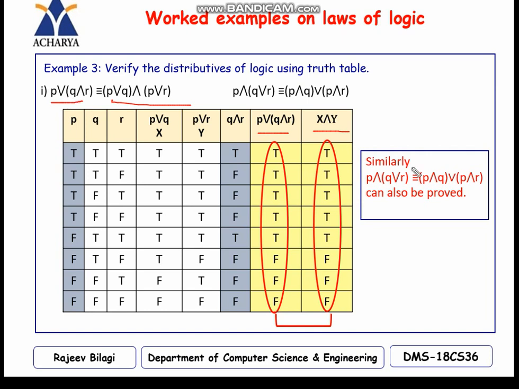And similarly, I have written in brackets another one: P and (Q or R) is logically equivalent to (P and Q) or (P and R). We can prove it in a similar way. That I will leave to you, so that you also get some practice to prove these logical equivalences using truth tables.